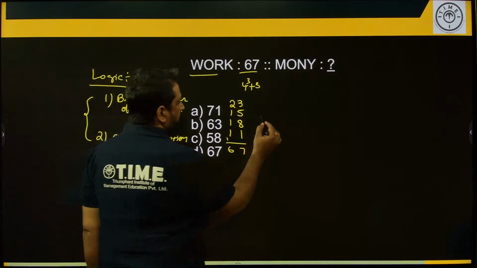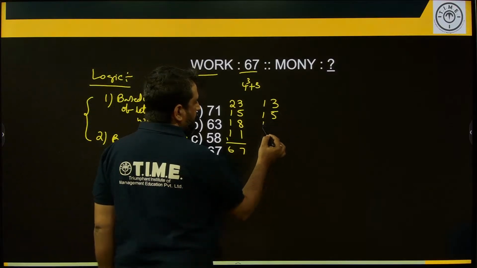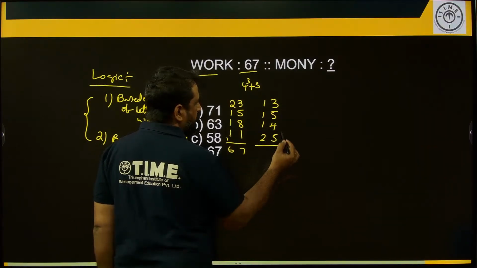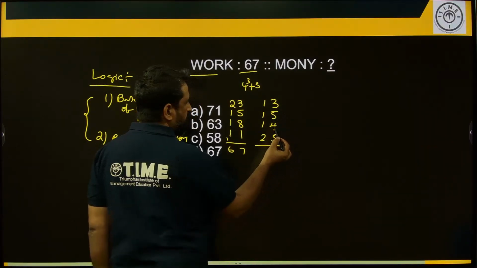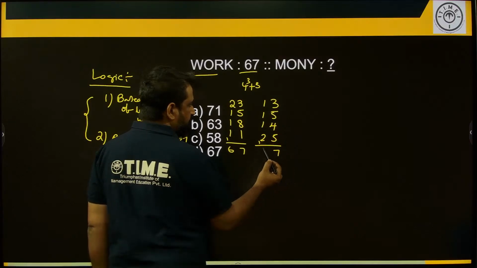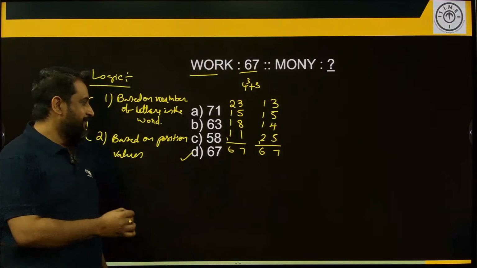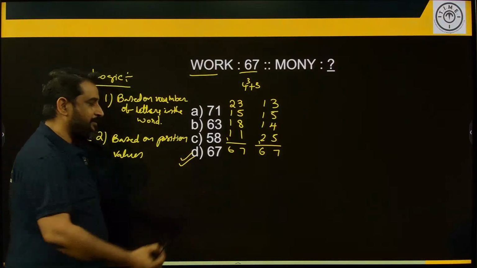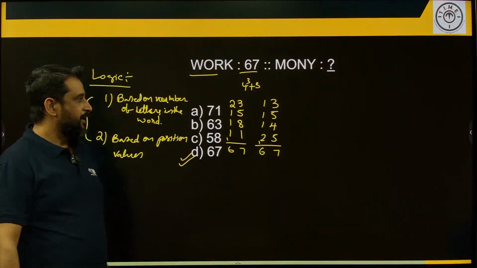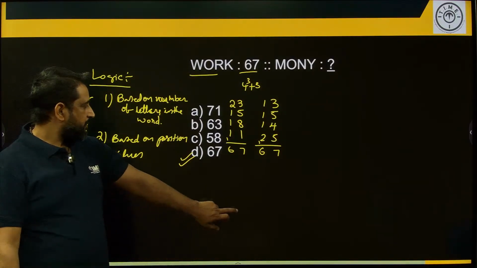MONEY. M position value is 13. O position value is 15. N place value is 14. Y place value is 25. 3 plus 5, 8, 12 plus 5, 17. 67. So luckily, in both ways, the answer is 67. So we are correct. We are getting the correct answer. Choice D is the correct answer in any way. Okay. Right. Next one.